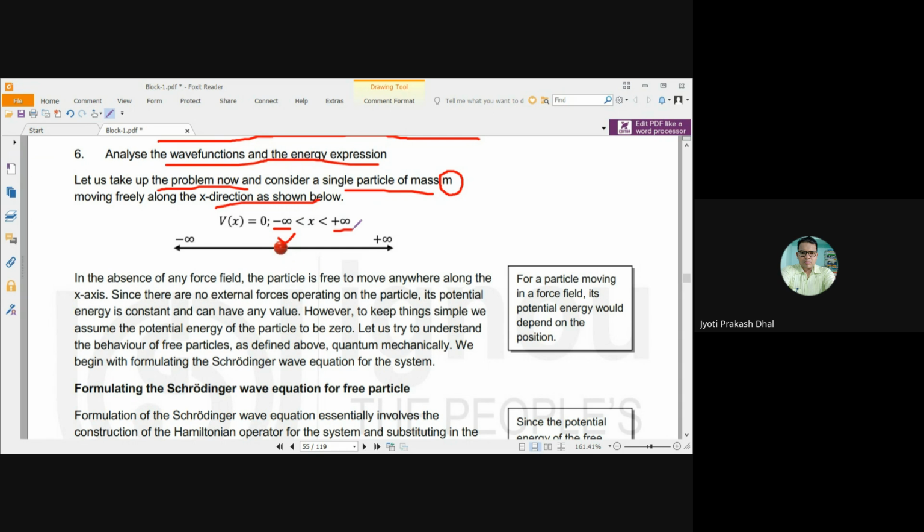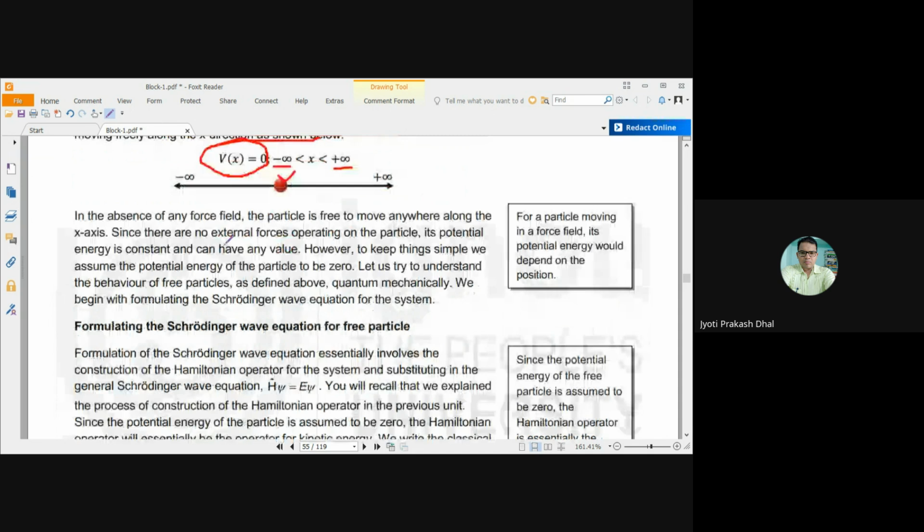As the particle will move freely, the particle will move continuously, and hence the potential energy of the particle will be zero. In the absence of any force field, the particle is free to move anywhere along the x-axis. Since there are no external forces operating on the particle, its potential energy is constant and it can be considered to be zero. However, to keep things simple, we assume that the potential energy of the particle is zero.